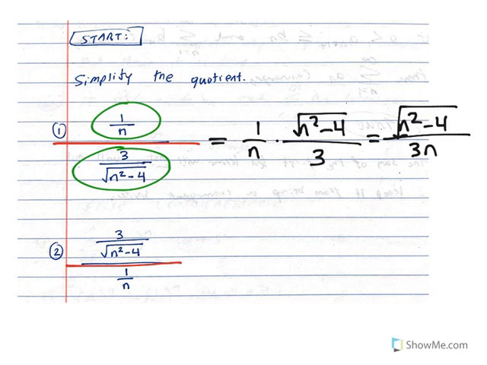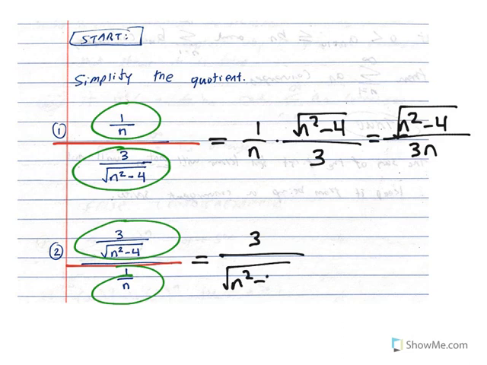You have a complex fraction. So how do you simplify the complex fraction? You're going to divide the numerator by the denominator. So you have to multiply by the reciprocal of the denominator. And when you do that, you get 3n over the square root of n squared minus 4. So you'll see a relationship between the first and the second problems.